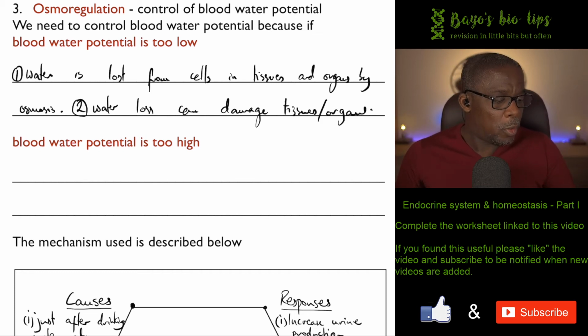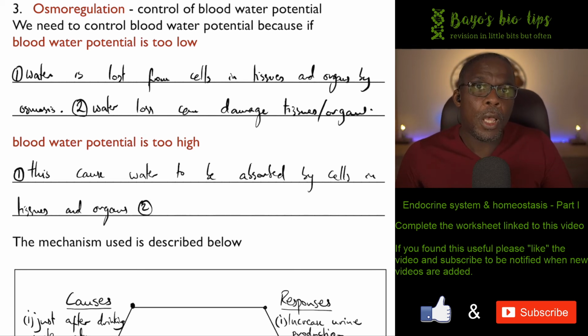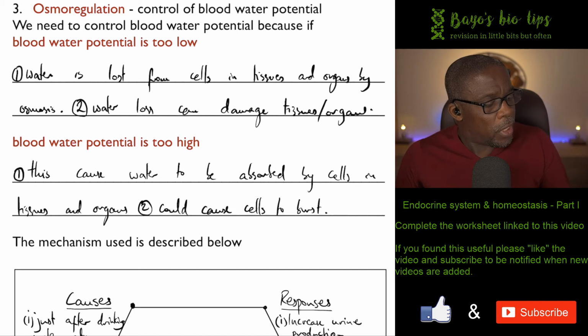Now let's look at the flip side. What happens if your blood water potential is too high? This causes water to be absorbed by cells in tissues and organs. And because we are animals, our cells don't have a cell wall, and as such, if they absorb too much water, they'll burst, because our membranes, though they are quite resilient, can be quite fragile under certain conditions. So it could cause cells to burst. And obviously that will damage tissues and organs.